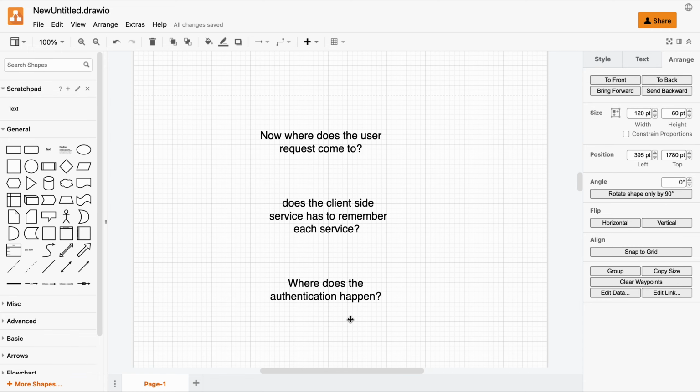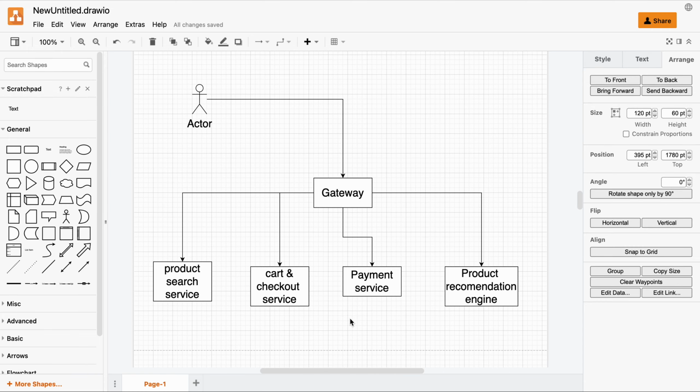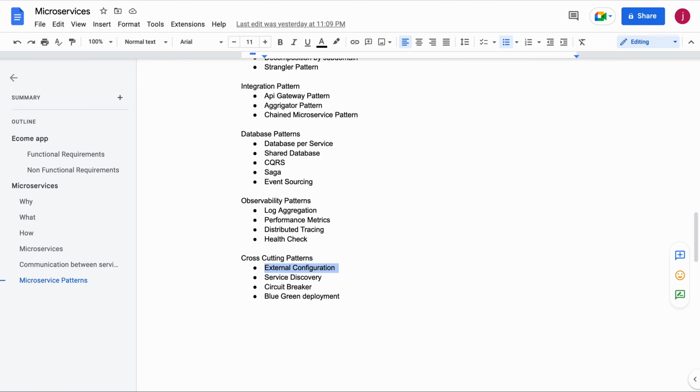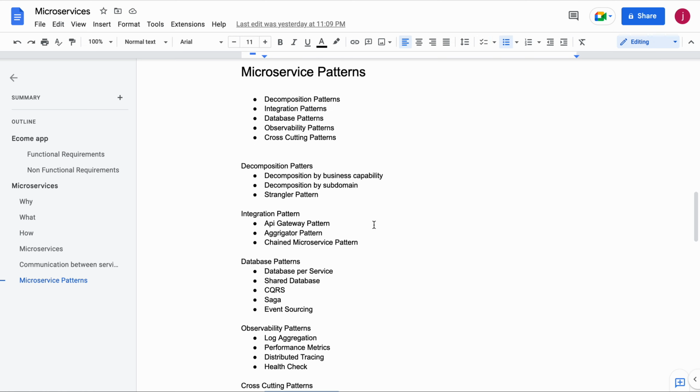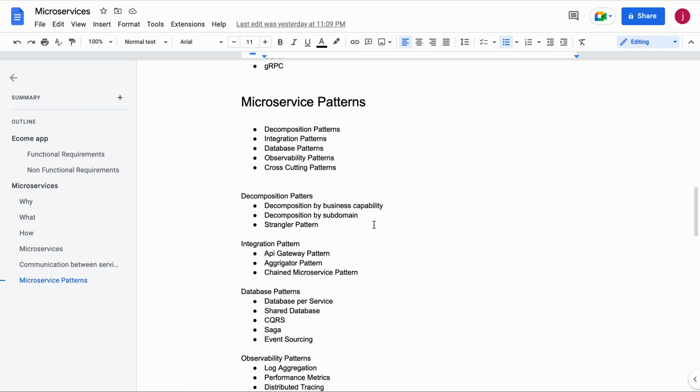This is a pattern where we have a separate service and we put all the configurations inside that service, and the other services would fetch the configuration from this separate config service that we have. So there are multiple patterns coming under each category that you can go into in detail.